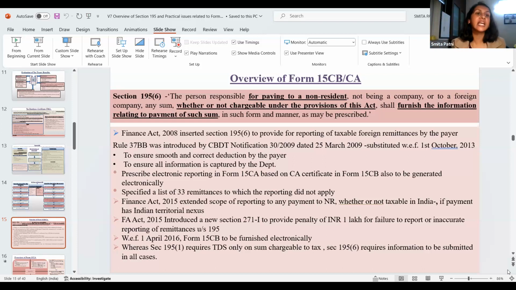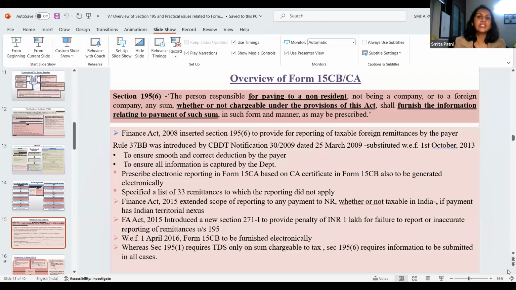Now, how did they enhance that? It was a manual filing initially. Then they shifted this manual filing to electronic reporting, 15CA and CB. They have specified a list of 33 remittances where it is still exempt. That is different, as whenever you go to your banker, they will ask for the 15CA-CB. In addition, they also said that in case you do not report or you misreport, there is a penalty of 1 lakh rupees, in case you furnish inaccurate reporting. So the assessee has to be very mindful in reporting this information in a correct manner.